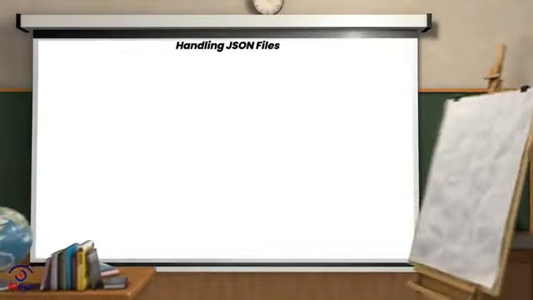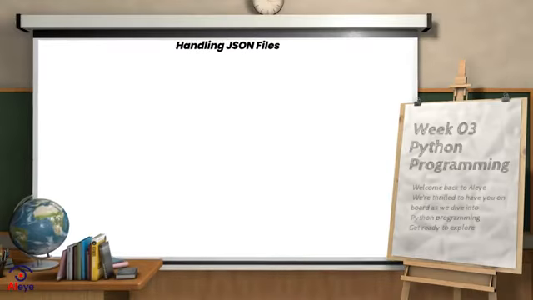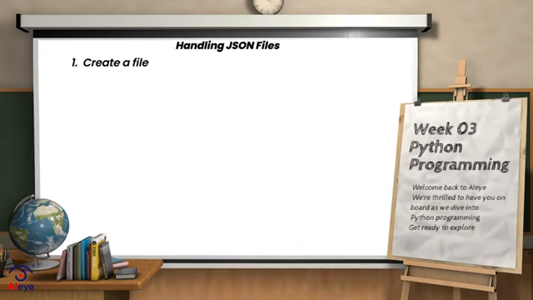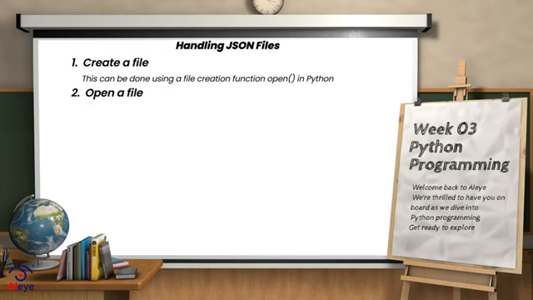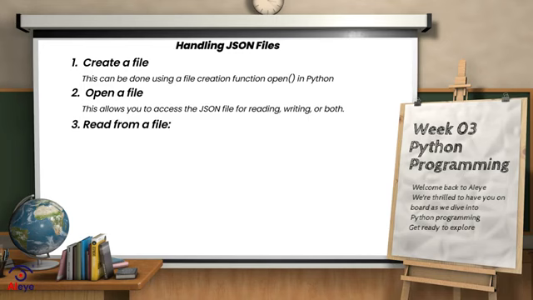In this section, we will learn how to create a file. This can be done using a file creation function, open, in Python. Open a file. This allows you to access the JSON file for reading, writing, or both. Read from a file. This retrieves data from the JSON file and stores it in memory.